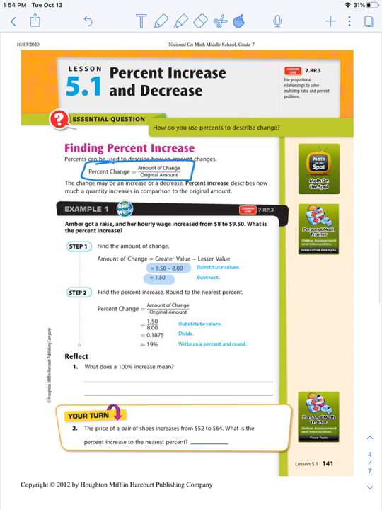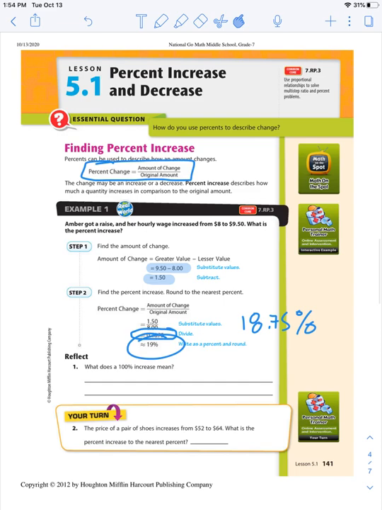Now to find the percent change, we put that into a ratio. So 1.5 over 8, do that division, and it's going to be 0.1875. We could either write this as 18.75%, or we could round to 19%. So her hourly wage increased by 19%.